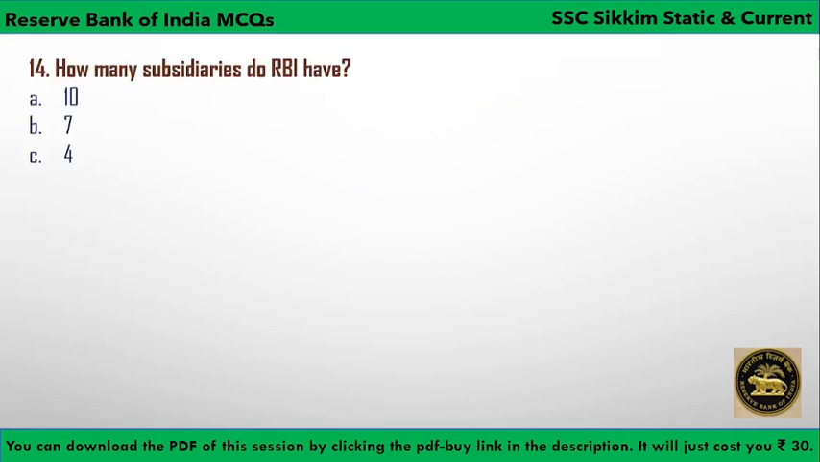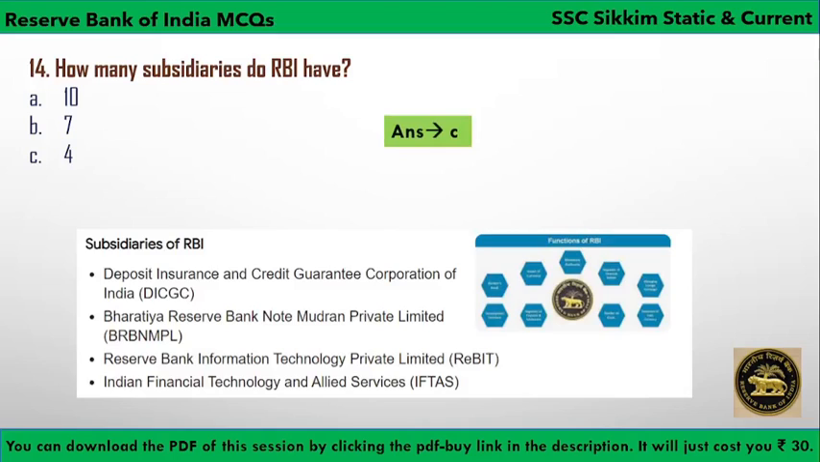How many subsidiaries does RBI have? The pretty straightforward answer: there are 4 subsidiaries of RBI. Which are those 4 subsidiaries? The first subsidiary is DICGC, that is Deposit Insurance and Credit Guarantee Corporation of India. The second subsidiary is Bharatiya Reserve Bank Note Mudran Private Limited, BRBNMPL. The third is Reserve Bank Information Technology Private Limited, that is REBIT. And the fourth and last subsidiary of RBI is Indian Financial Technology and Allied Services, that is IFTAS.